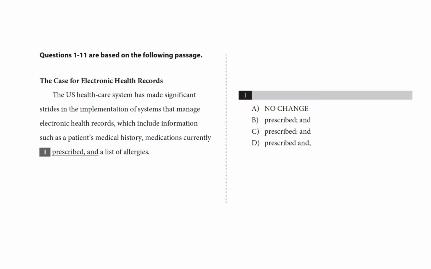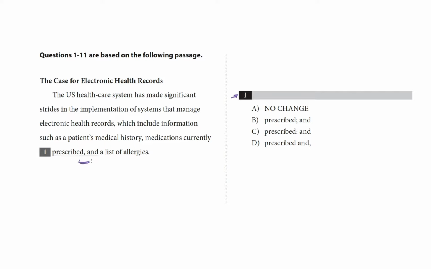Let's take a look at question 1 here. So I will read us in. The U.S. healthcare system has made significant strides in the implementation of systems that manage electronic health records, which include information such as a patient's medical history, medications currently prescribed, and a list of allergies.